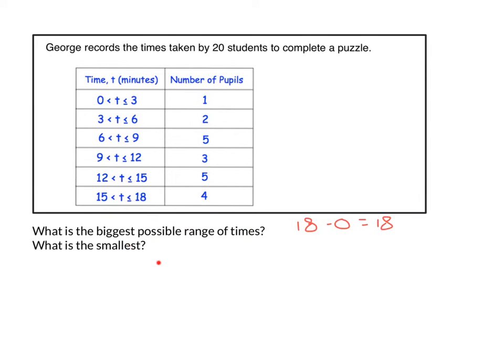The smallest, well, that would be if someone took 15 minutes, so the lower end of that top inequality, and the bigger end of the smaller inequality, so 15 take away 3, which is 12. So there are 2 possible ranges, but actually we don't know the exact range.